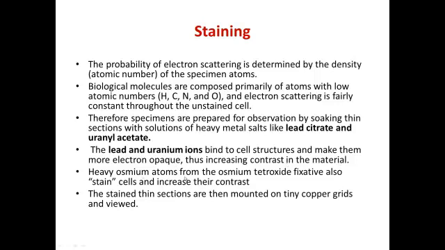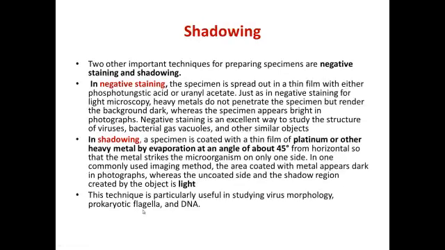Heavy osmium atoms from the osmium tetraoxide fixative can also help to stain the cells and increase their contrast. The stained thin sections can then be mounted on tiny copper grids and viewed with the help of the transmission electron microscope. Another technique is shadowing, which helps to create shadows of dark and light.